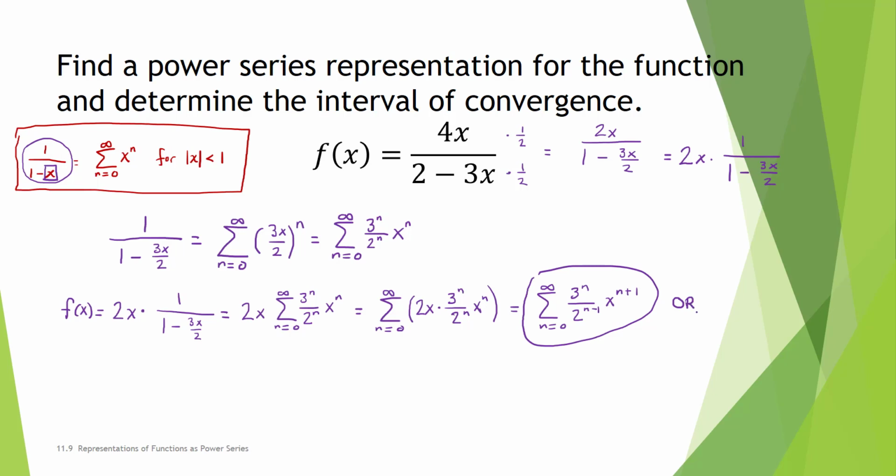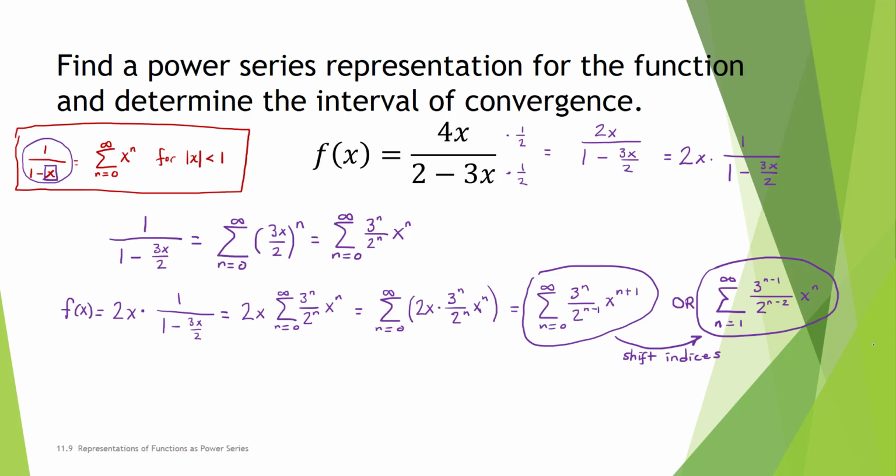Sometimes we like to see the exponent on the x being just n rather than n plus 1. If that's desirable, we could shift the indices and write this as the sum from n equals 1 to infinity of 3 to the power n minus 1 divided by 2 to the power n minus 2 times x to the power n. In my book, either of these answers would be completely acceptable. I did make another video about shifting indices because I know that that's something that can be pretty confusing until you're used to it. So please check that out.